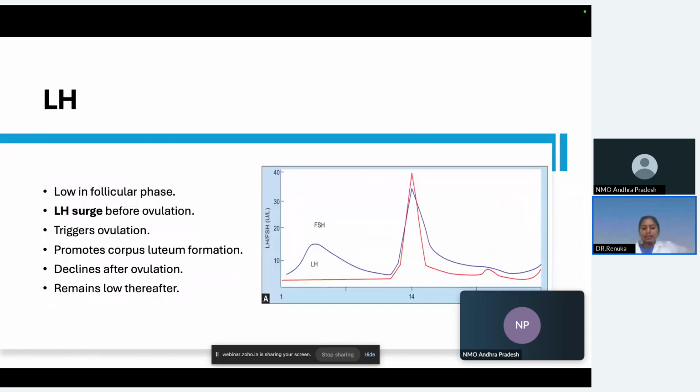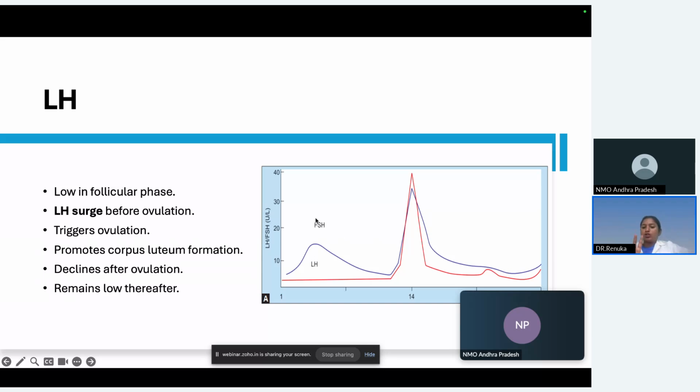Next, LH. You can see it here. LH is very low in the follicular phase. Just before ovulation, it rises. Whenever the LH surge happens, ovulation is triggered and ovulation happens. After ovulation, LH again comes down, and in the rest of the phase, it is low only.